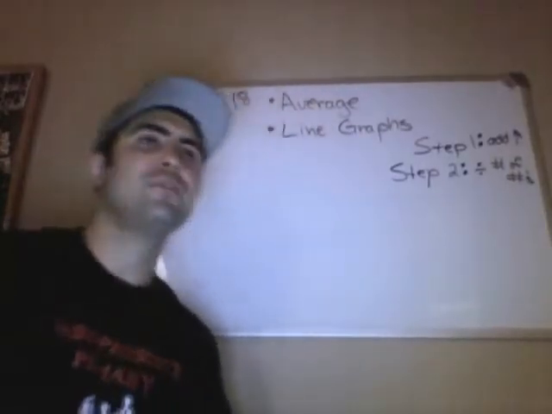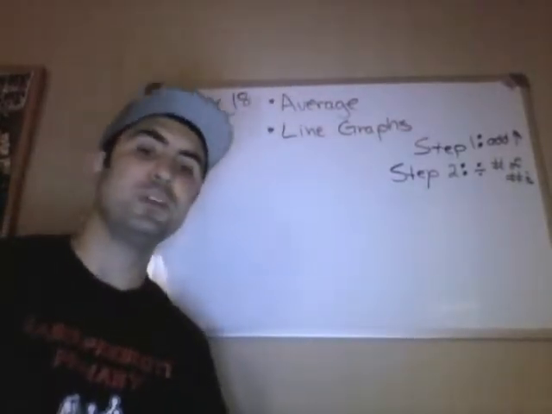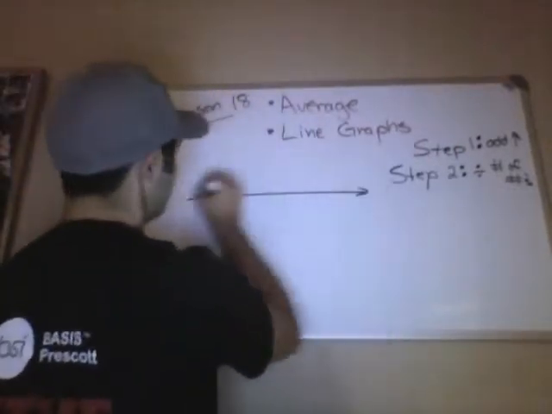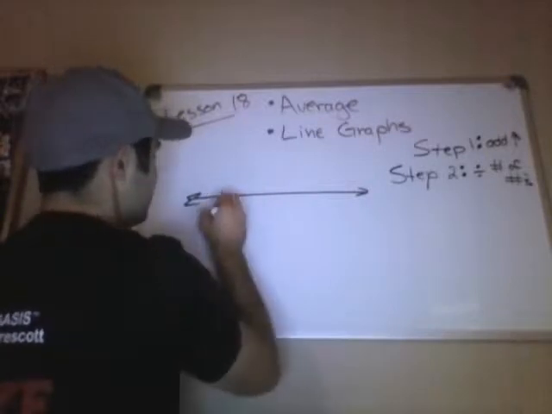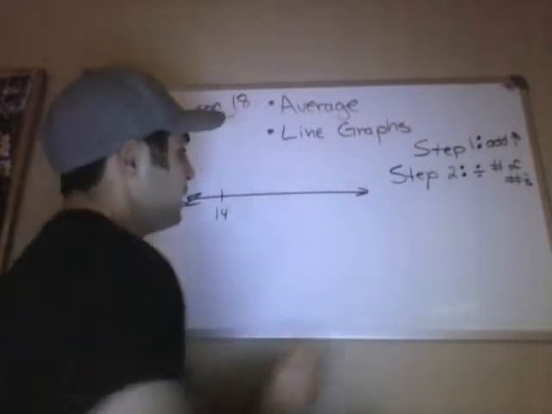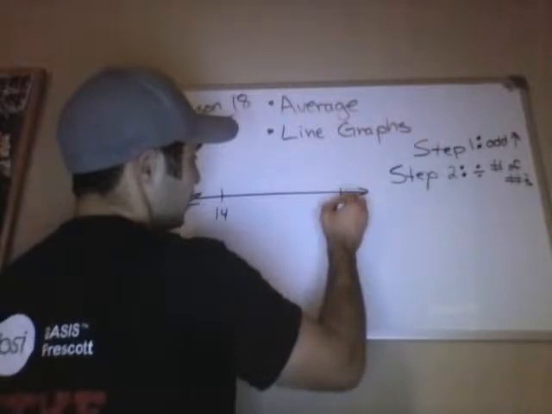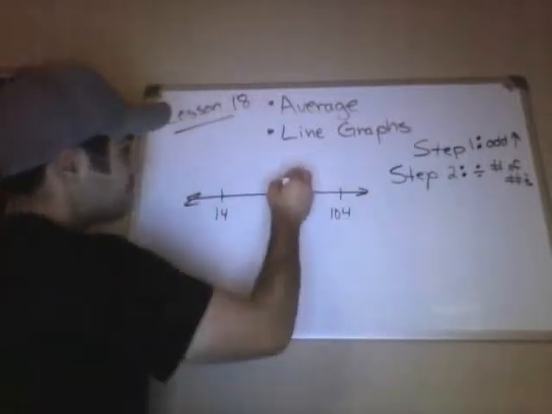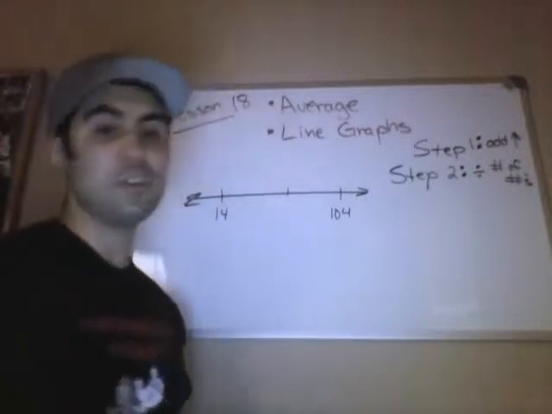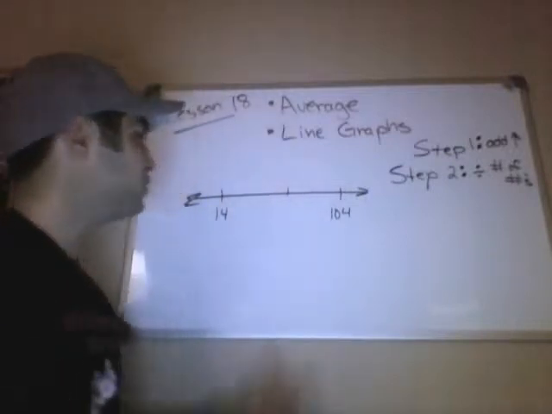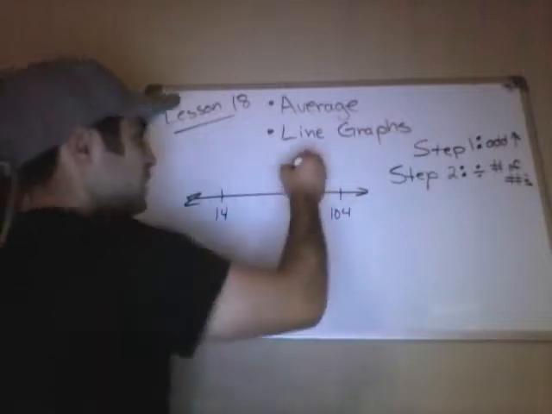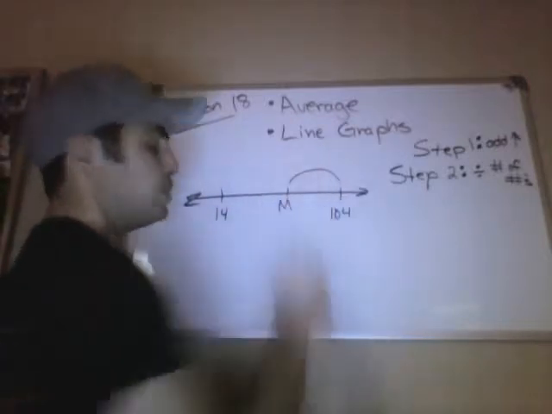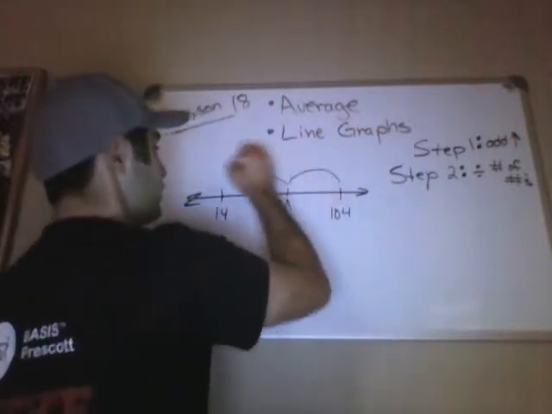Alright, we can also use average to find the midway point in between two numbers. So if you have a number line, and say this is 14, and this is 104, and you want to find exactly halfway in between those two numbers. How you can do that is you basically find the average, because you have an equal number of numbers on this side of the middle. We'll put M for middle, and you have an equal number of numbers on this side.